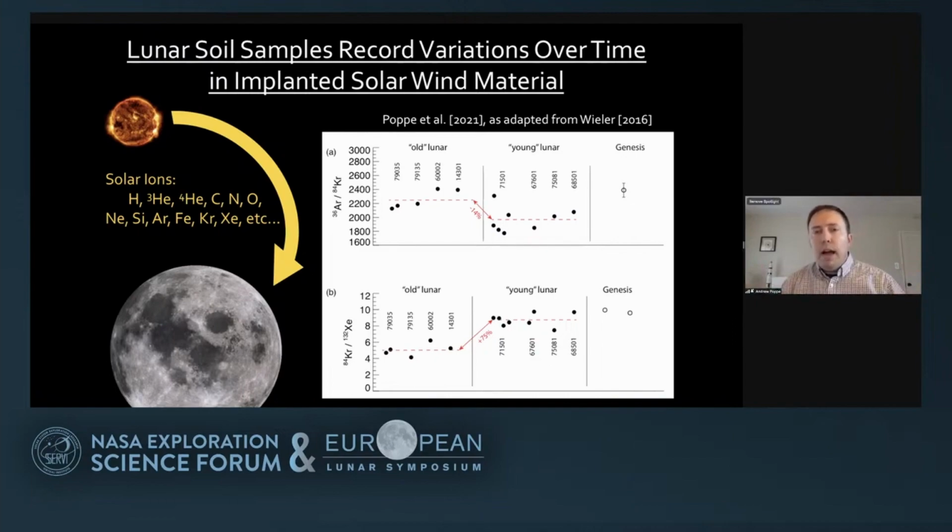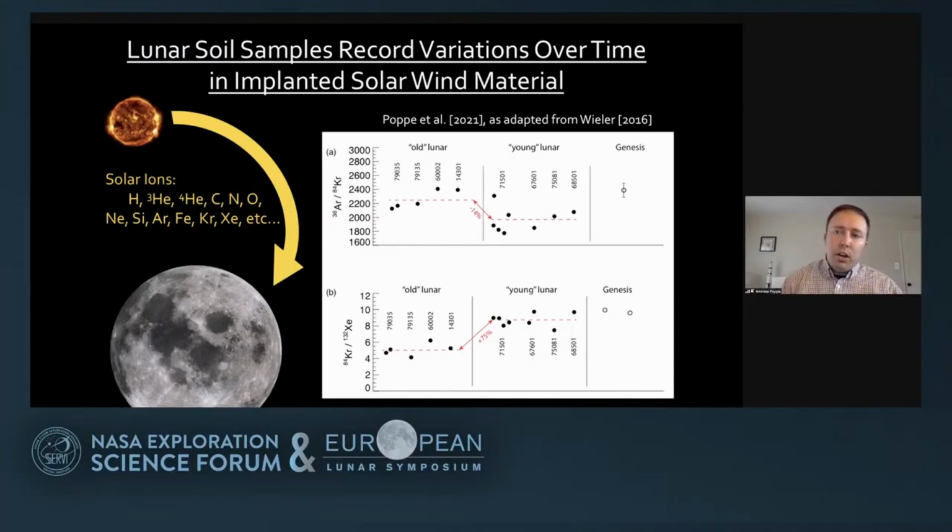And a lot of research has gone on looking at variations in different isotopes of these samples, especially as a function of time. So the figure on the right is adapted from a review paper by Rainer Wieler et al. in 2016. What he showed is that if you take certain ratios, here, for example, argon to krypton or krypton to xenon, and you compare that ratio between different aged samples, between old samples, which are more than 1 billion years old, and young samples, which are less than 100 million years old, you can see isotopic variations.